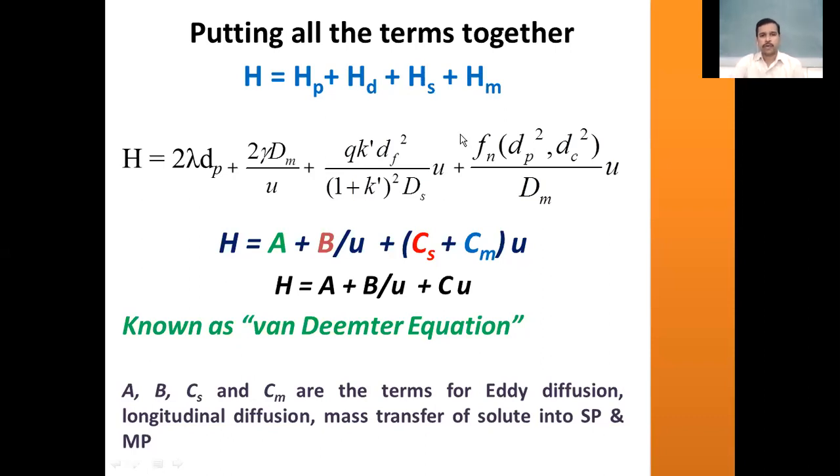Okay, now you have four terms. Height equivalent to a theoretical plate is due to eddy diffusion, longitudinal diffusion, mass transfer of the solute into the stationary phase, and mass transfer of the solute into the mobile phase. So eddy diffusion is due to inconsistency of packing the stationary phase into the chromatographic column, and differences in particle size of the stationary phase particles in the chromatographic column. Therefore, height is going to be increased, and that height is denoted by HP, and this is the term for eddy diffusion or multiple path transfer.